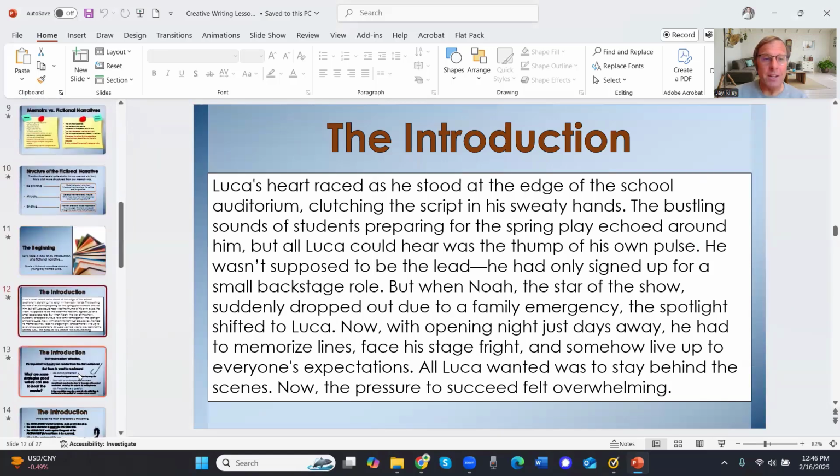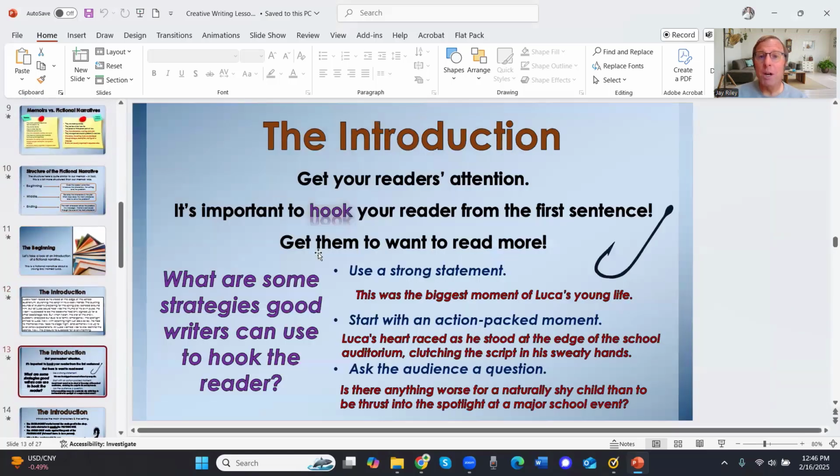So right there, the author has done a great job of hooking the reader, or engaging the reader, bringing them into that narrative. Right away, I'm interested. I want to know what's happening. Why is his heart racing? Why is he clutching this script? The author uses very strong verbs there, to clutch instead of to hold. So the author's using an action-packed moment to draw the reader in.